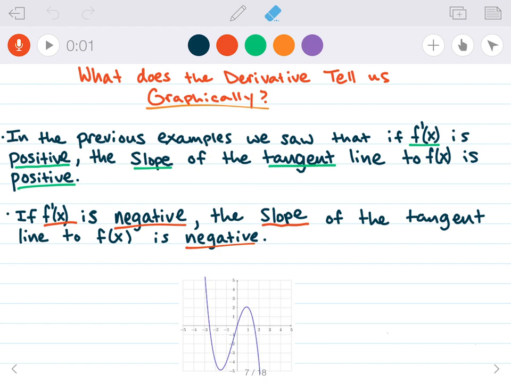slope of the tangent line to the function f of x is positive. And if f prime of x is negative, the slope of the tangent line to f of x is negative. So if we have this curve down here, let's say that this is our function f of x, this curve. And remember that this guy right here is going to have a negative derivative because the tangent line is sloping downward at every point on that interval. And so here f prime of x is negative.